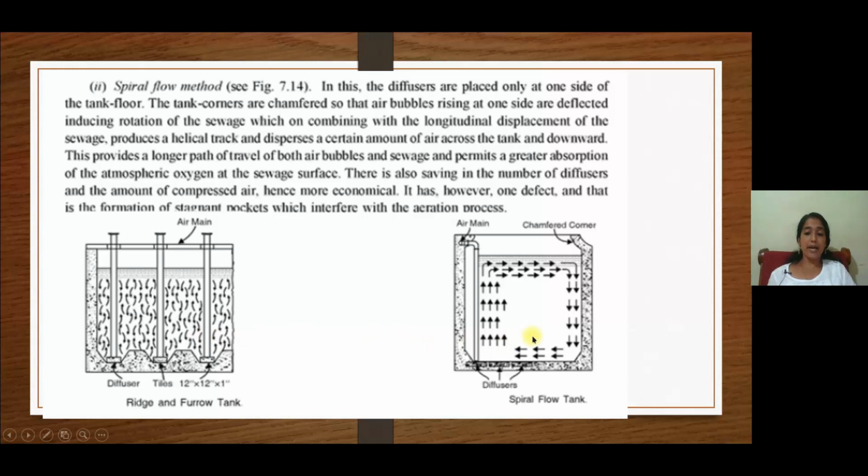And the second method is the spiral flow tank. In this, only the diffuser pipe is provided at one side of the tank, and the air is diffused from this pipe, and the corners of the tank will be chamfered to enhance the mixing of air inside the aeration tank. And these are the two methods of diffused aeration.